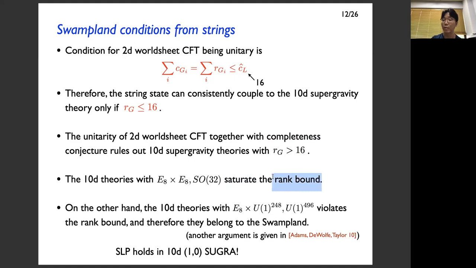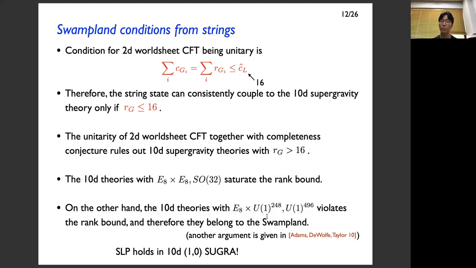So they are fine. On the other hand, if you look at the theories with this gauge group, because of these abelian factors, we have too many abelian gauge groups, and the string worldsheet should have a current algebra for each abelian gauge symmetry, and their contribution is always 1. Okay, so their contribution to the central charge will violate this unitarity bound.